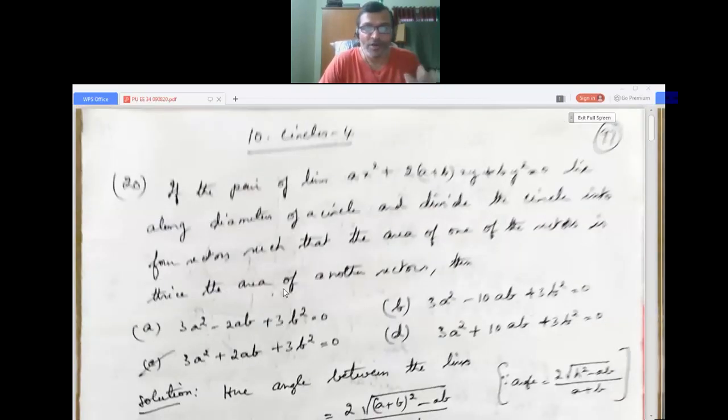See, if the pair of lines ax squared plus 2(a plus b)xy plus by squared equals 0 lie along the diameters of a circle and divide the circle into four sectors such that the area of one of the sectors is thrice the area of another sector. Okay, so I hope you understood what I'm saying.